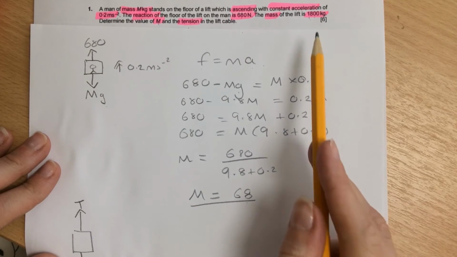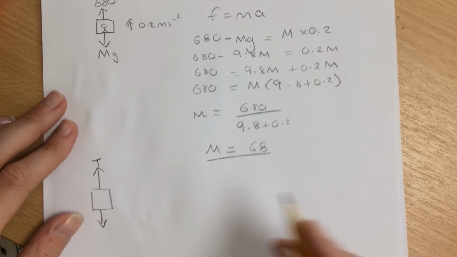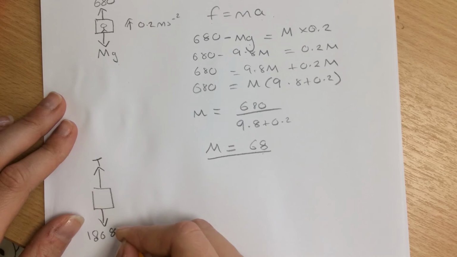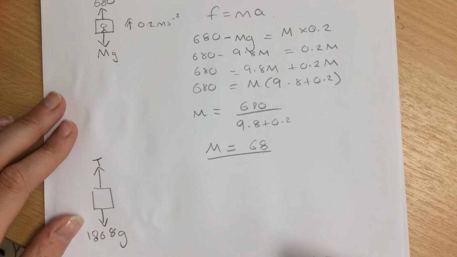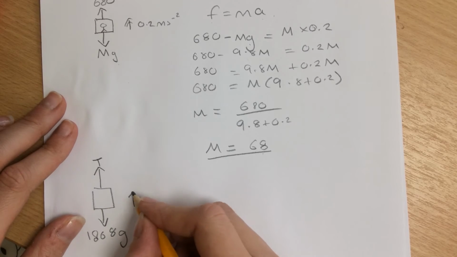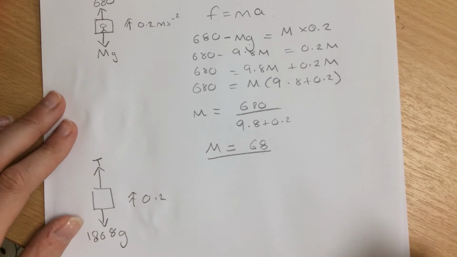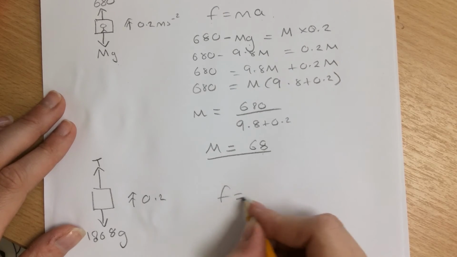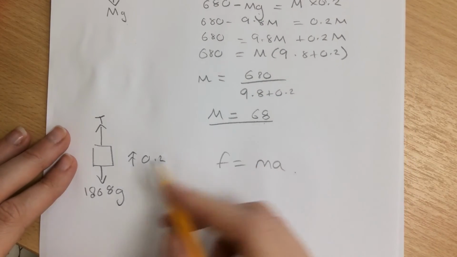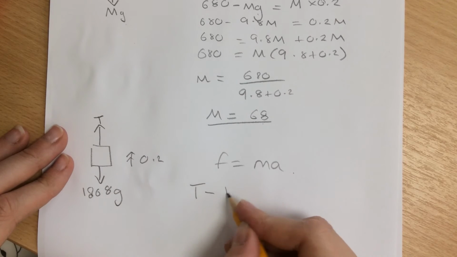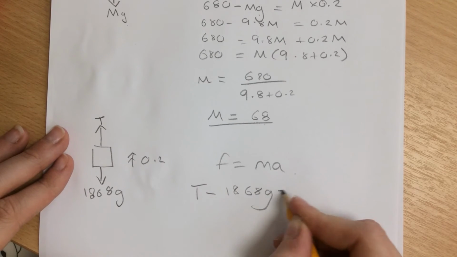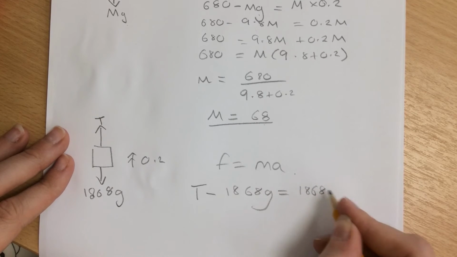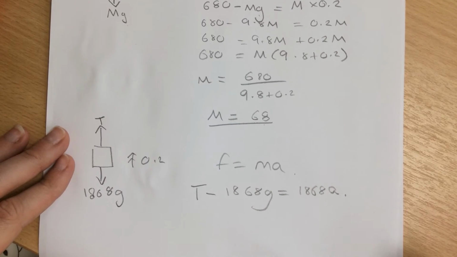So 1,800 plus 68 is 1,868. And remember that's g because gravity is pulling it back as well. It's still accelerating up that way as well. So then you do the exact same with F equals ma. So the force pulling it up is T, the force holding it back is the weight, equals the mass, which we now know is 1868, times the acceleration.